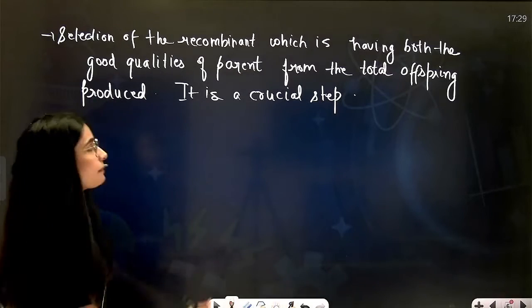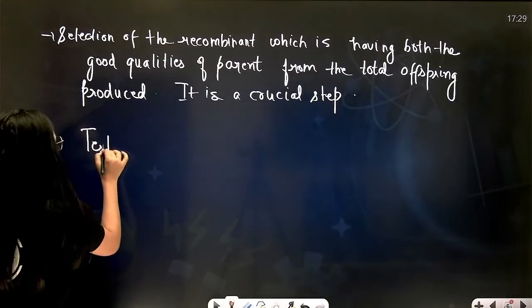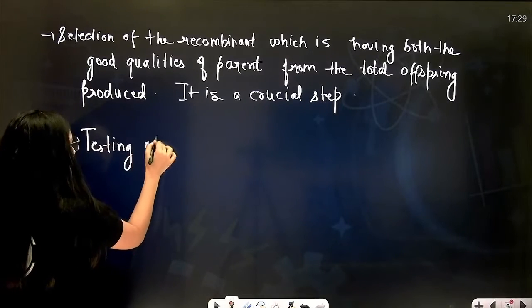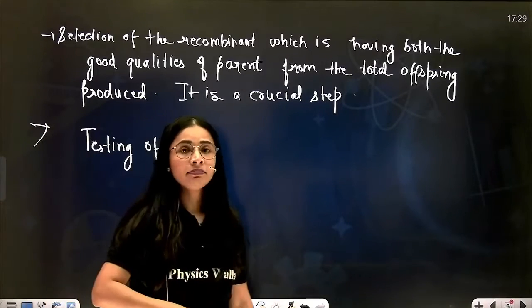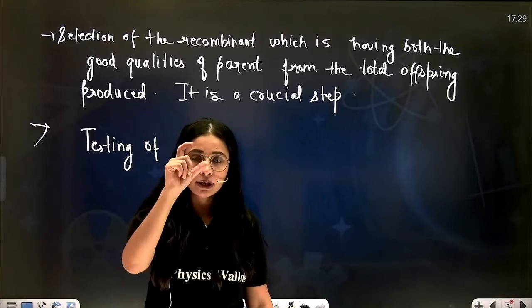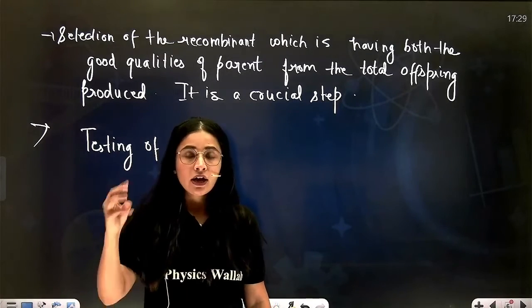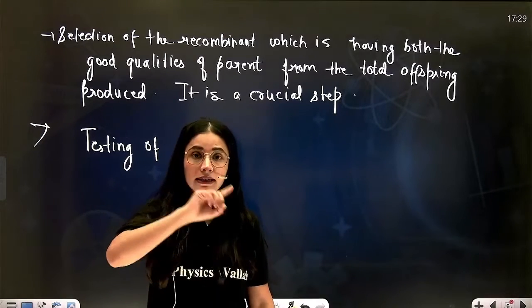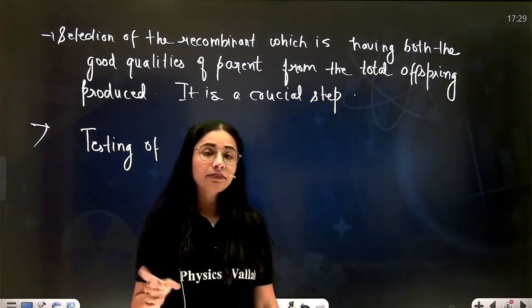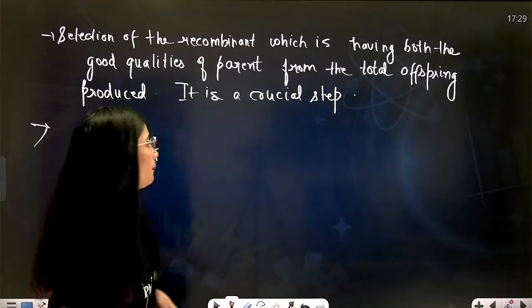So next step is testing of the recombinant. And how do you test? The same recombinant seeds are made to grow for 3 generations. For 3 generations, if they are getting the same result, that means you have selected the right recombinant.